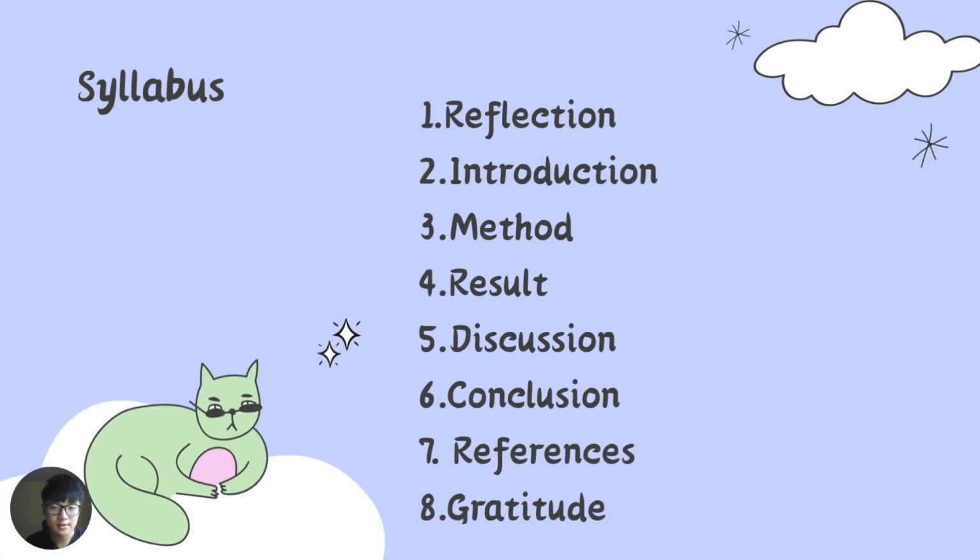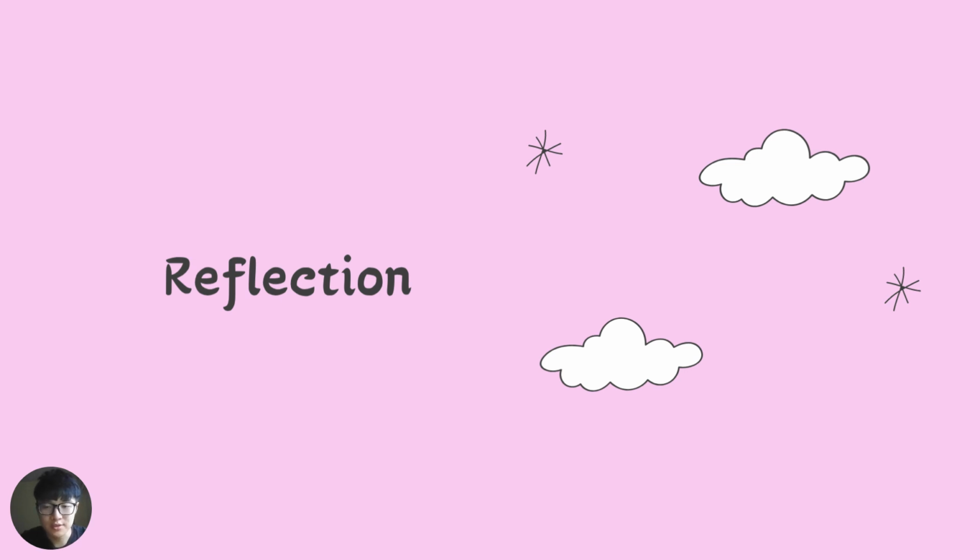So this is my syllabus. I will first go through the reflection of this class. In this course, I learned how to read and understand research papers more efficiently. Before, I found academic papers really hard to understand, but with the tools our teacher introduced, like SciSpace, Napkin, and Notebook LM, I can now read papers faster, highlight key points, and even ask questions to AI about the article.